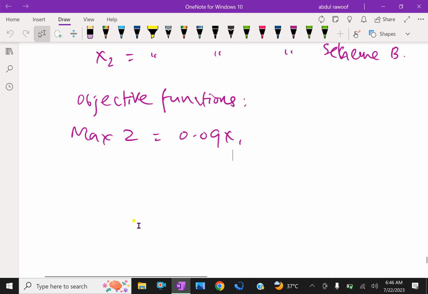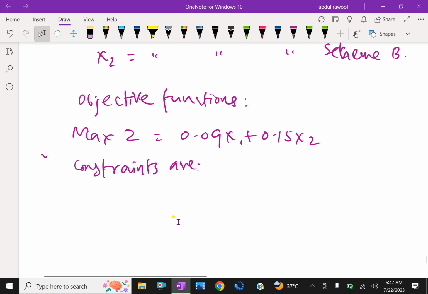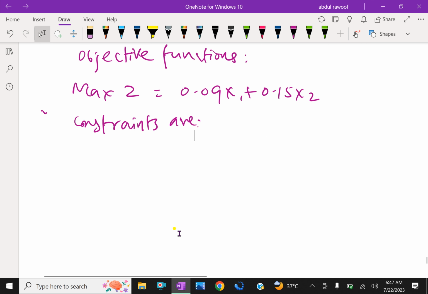So maximize Z equals 0.09x1, that is the 9% return, plus 0.15x2. The constraints are: x1 plus x2, that is the total investment, equals 10 lakh.